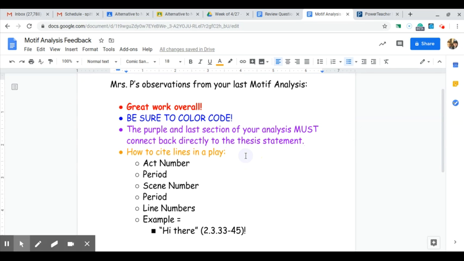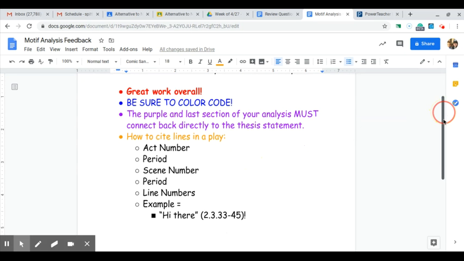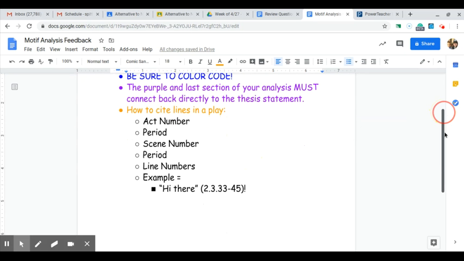Lastly, there were some issues with citations, and I know I didn't get to go over this with you in person, and I just mentioned it briefly. So I want to make sure that you guys understand how to cite lines in a play. It's different from an actual text like we've been practicing all year. In the parentheses, and you can see an example down here, you have the act number first, and then a period. You have the scene number of the play, and then another period. And then you have the line numbers.